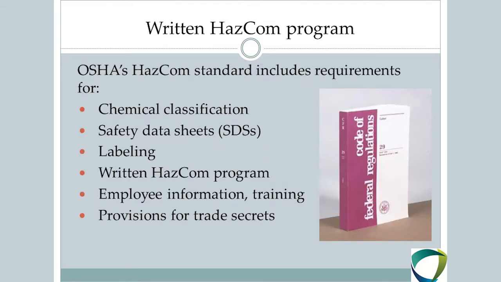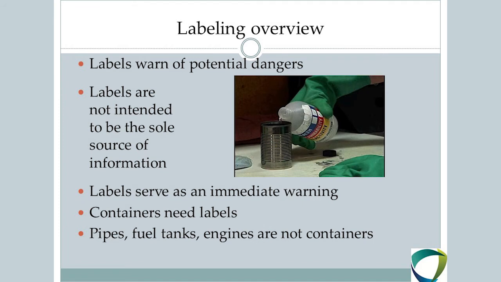OSHA's Hazard Communication Standard includes requirements for chemical classification, safety data sheets, labeling, written hazard communication program, employee information and training, and finally provisions for trade secrets. Next, we will begin to discuss the labeling of containers.